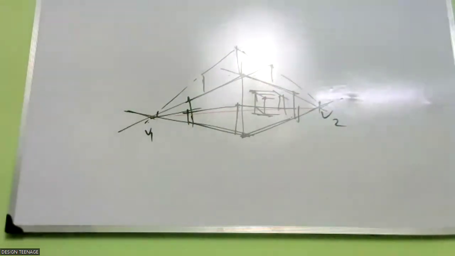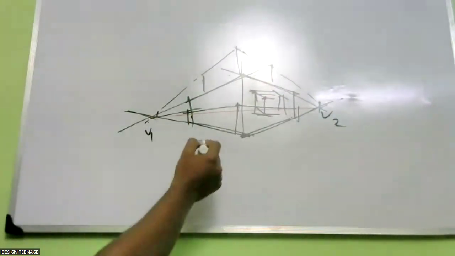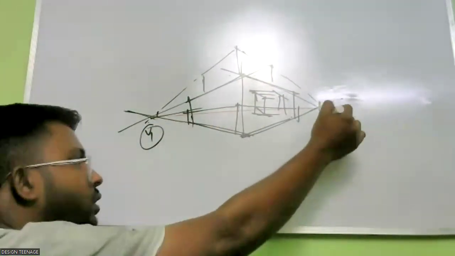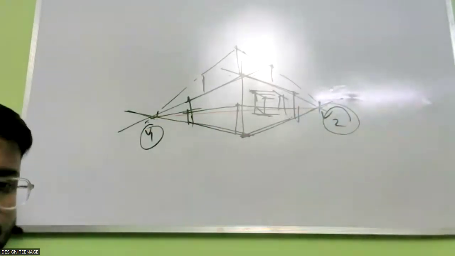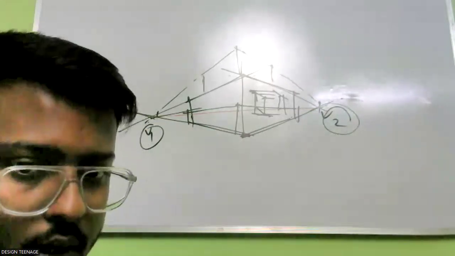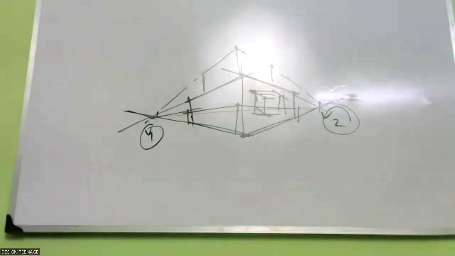So this is what 2-point perspective is. Now there are two dimensions attached to it, and most importantly, this is what is to be noticed. Two vanishing points. Clear? Any doubts in this? Any doubts in 2-point? No, sir.